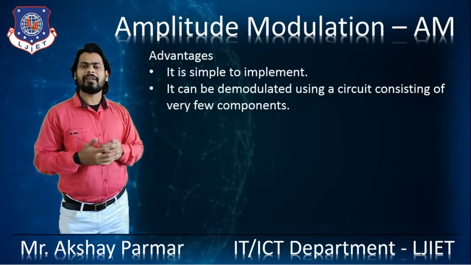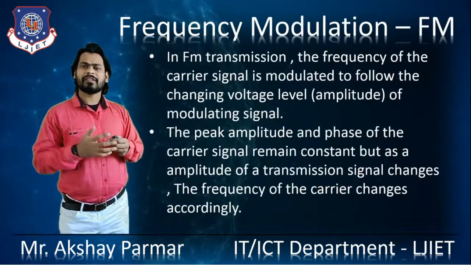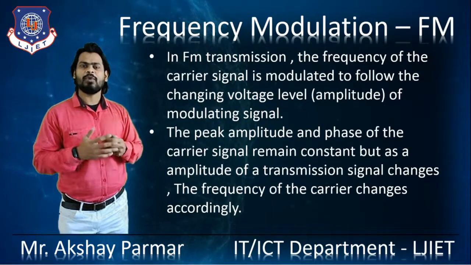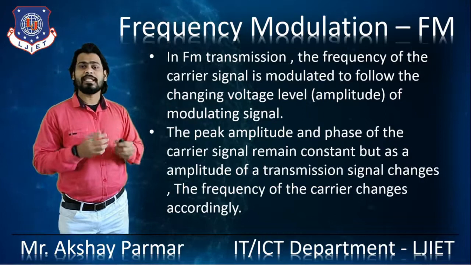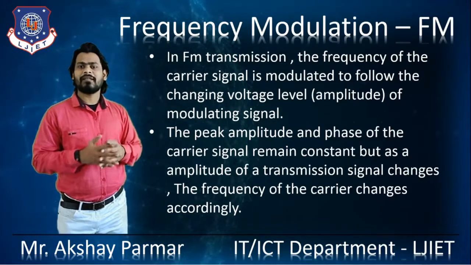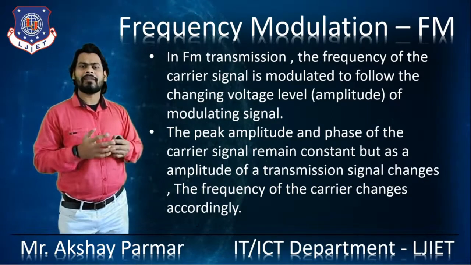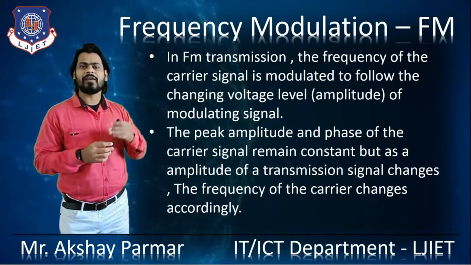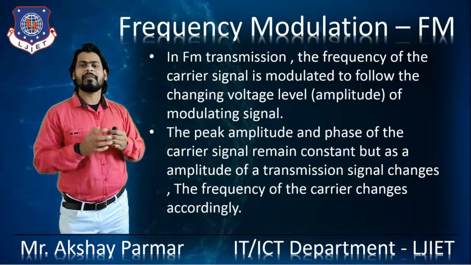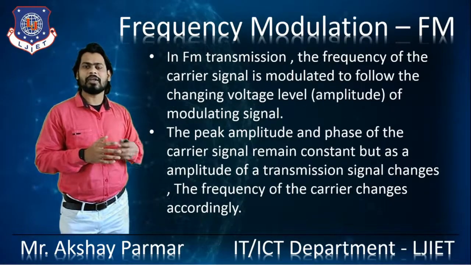After that, let's see frequency modulation. What do we mean by frequency modulation? In frequency modulation transmission, the frequency of the carrier signal is modulated to follow the changing voltage level of the modulating signal. Here the changing voltage level is the amplitude. The peak amplitude and the phase of the carrier signal remain constant, but as the amplitude of the modulating signal changes, the frequency of the carrier signal changes accordingly.